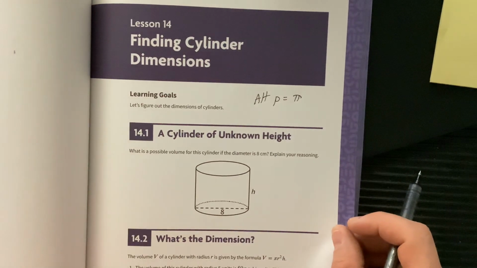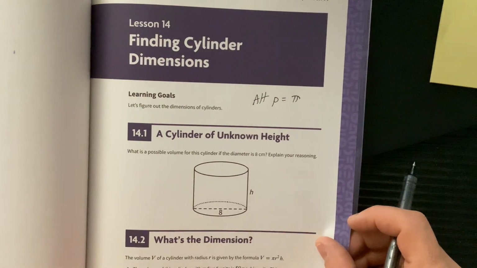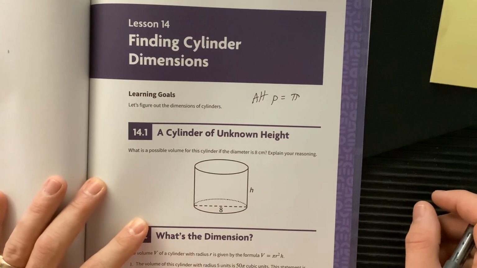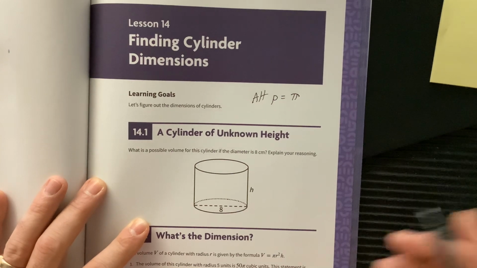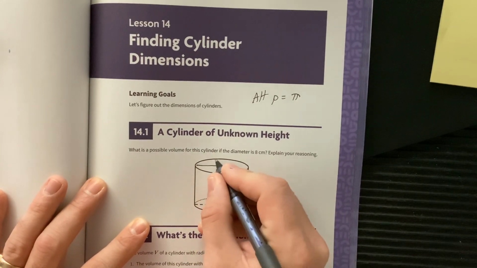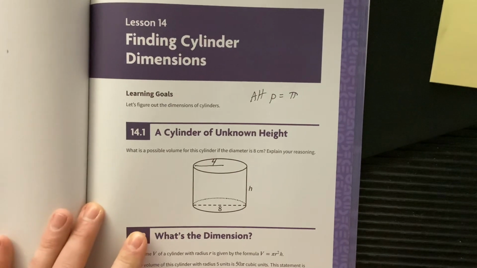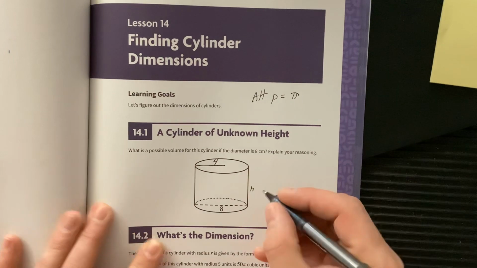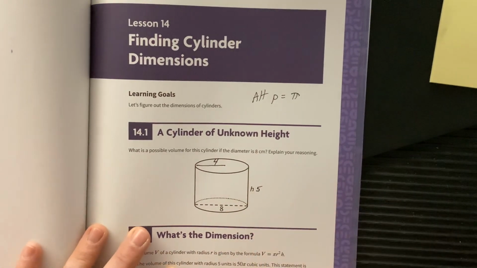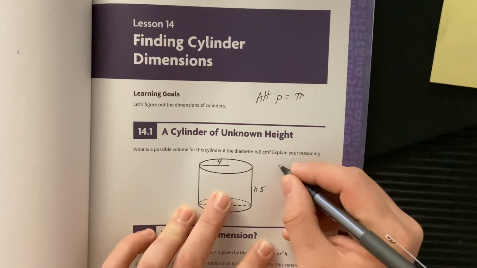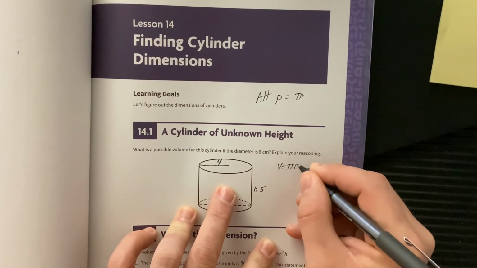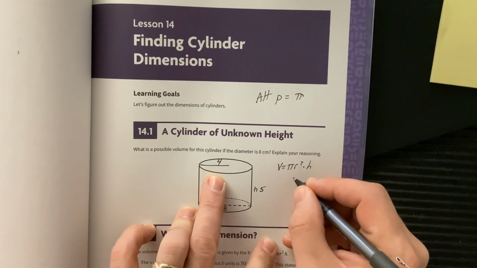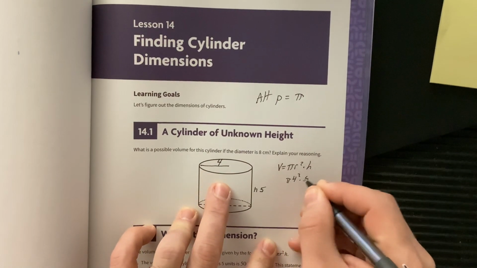All right, lesson 14. What is the possible volume for this cylinder if the diameter is 8? Well, remember, we don't need the diameter, right? We need the radius, so we're going to change that to 4. What's the possible volume? Well, we can use anything we want for height. 5. Okay, it's 5. Then you should be able to get the volume if the height is 5. Remember the formula for cylinder. Pi r squared times the height. Radius is 4. Height is 5.